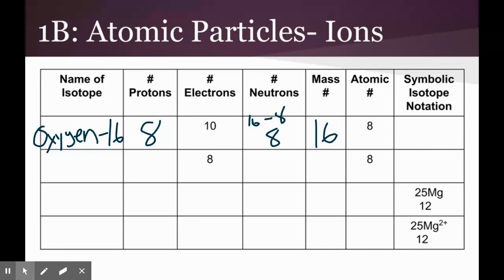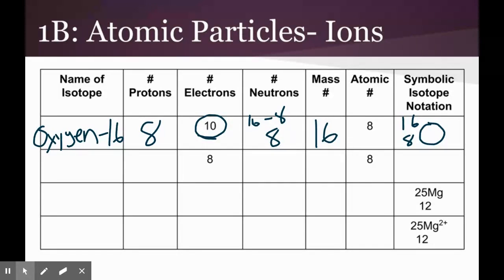So now we're going to write our symbolic isotope notation. So the symbol for oxygen is capital O. Our atomic number is 8. Our mass number is 16. But we're not done because here we have a number of electrons at 10, which does not match the number of protons, which means that this is an ion.